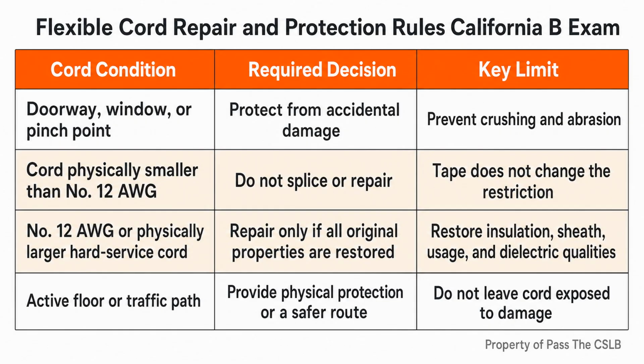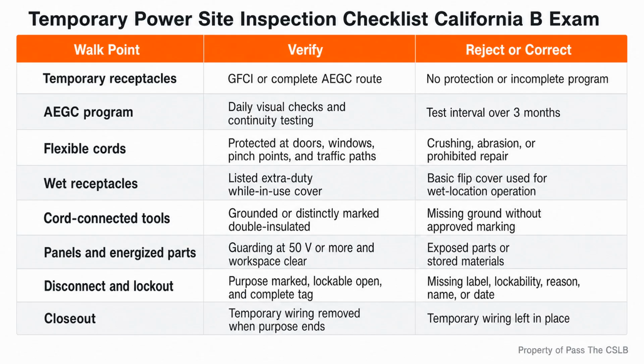Next, I follow the cords, not just the boxes. I look at plug-ins, grounding pins, jackets, splices, doorways, windows, traffic paths, water, and places where a cord can be crushed. A cord can look fine at the receptacle and be damaged 30 feet away. At the tool, I verify grounding or the distinctive double insulation marking. At wet location receptacles, I verify the listed extra duty while in use cover. At panels and disconnects, I verify guarding, clear working space, legible identification, and lockability in the open position.